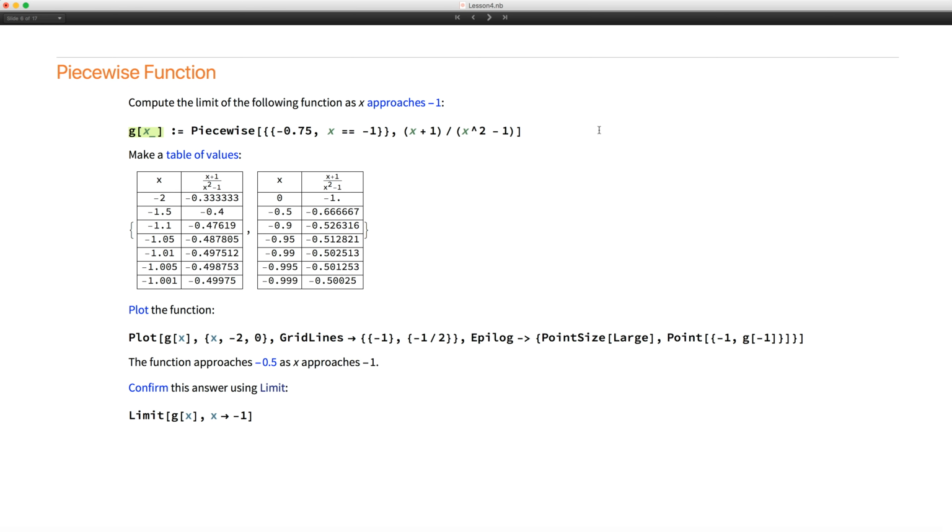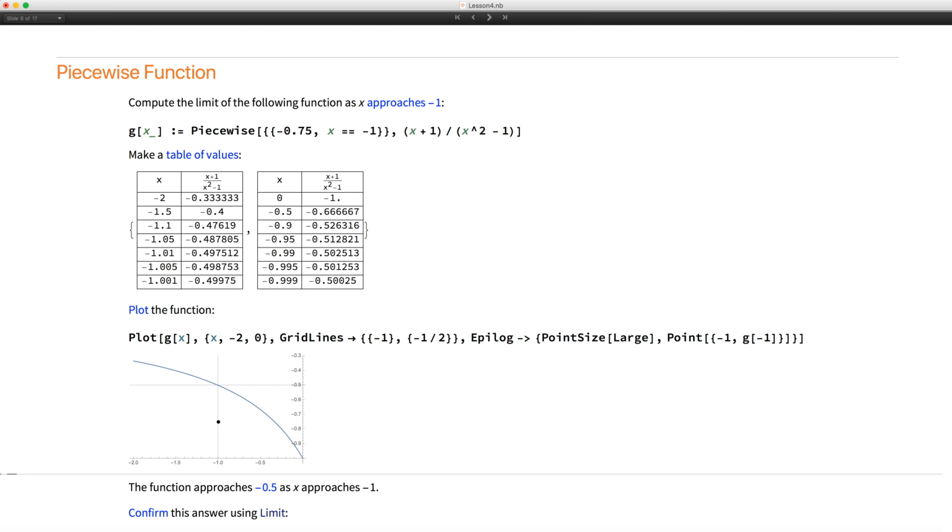Okay, so as my next example, let's consider this piecewise function g of x. Now the piecewise part over here is rather simple. It's just negative 0.75 at x equal to negative 1, and then it's the same rational function as before everywhere else. Now, if you make a table of values, it's clear that as long as you stay away from negative 1, then there's no problem at all, and the values approach negative 0.5 as before. So here's a plot which shows that there is a problem at just a single point, negative 1, but everywhere else, things are just the same as before.